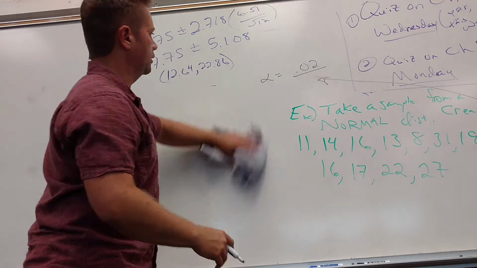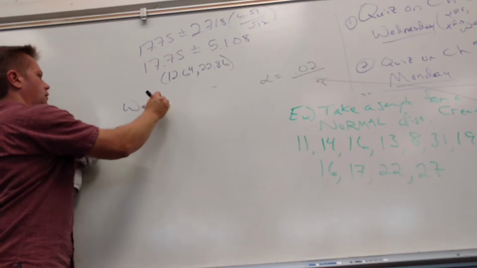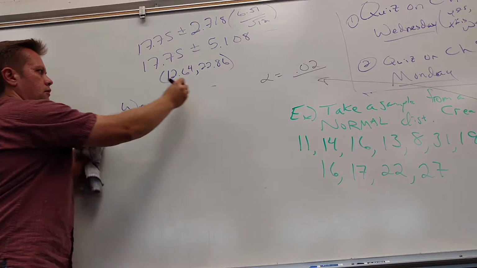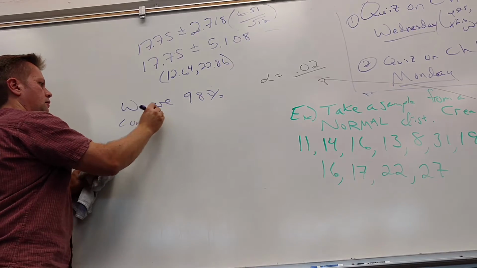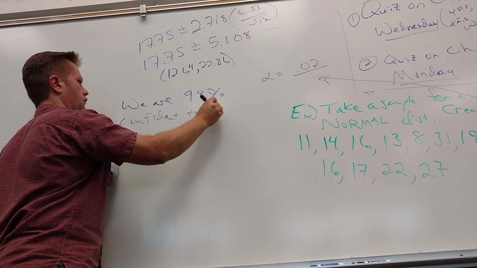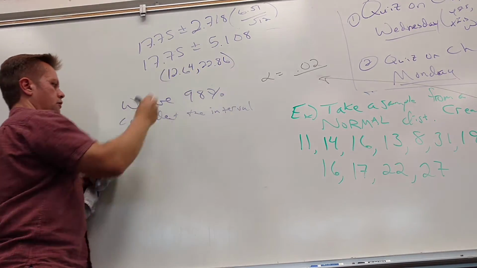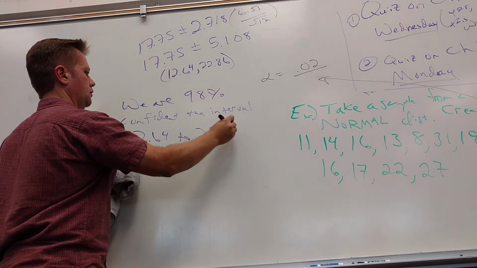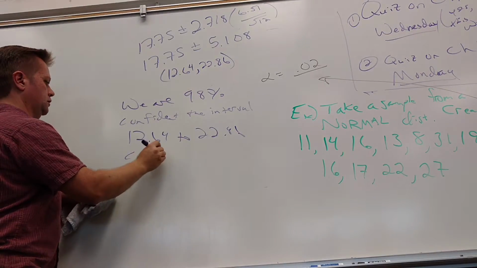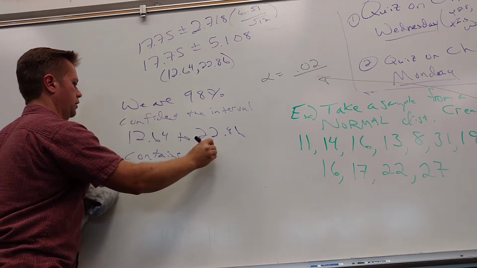So now I can write the conclusion. We are 98% confident. The interval 0.64. I didn't give us any units, so don't worry about it. Contains the true mean.